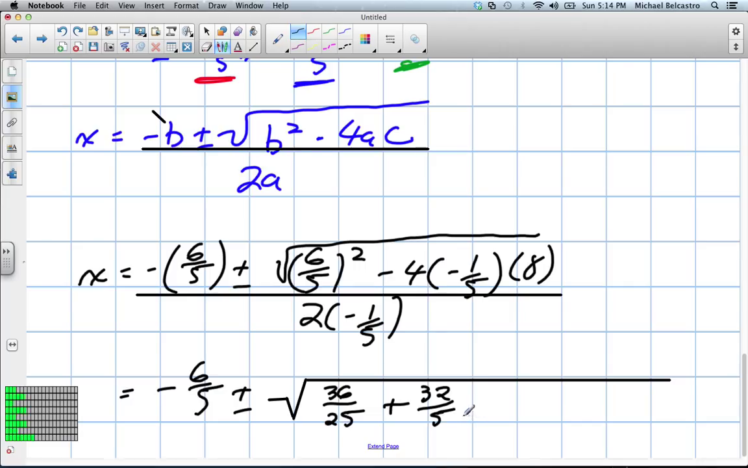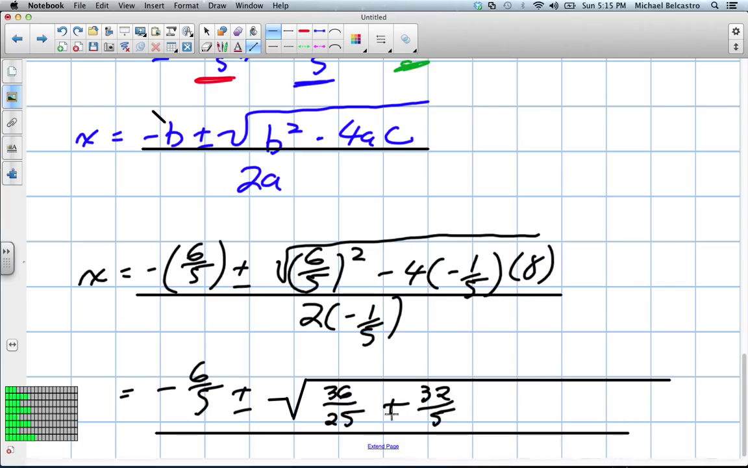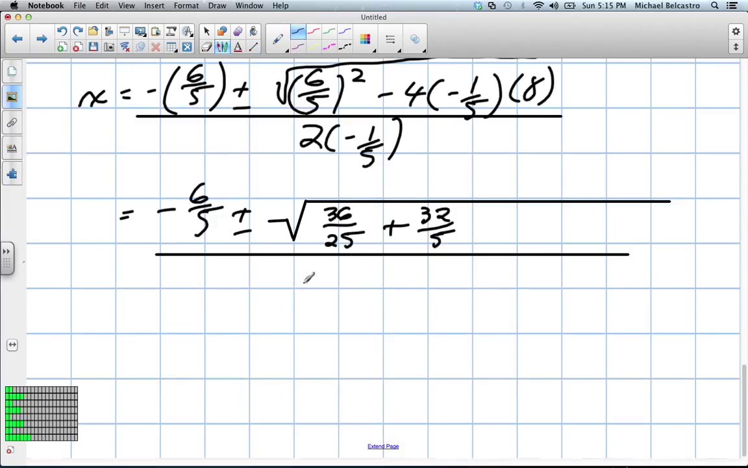Are you okay with that? Yeah. Okay. And then on the bottom we get negative 2 over 5, that's 2 times negative 1 over 5. We have to multiply this fraction by 5 to get a common denominator, so I'm going to equate it without doing the whole step. This fraction is actually the same as 160 over 25. Because we have to add fractions, we need a common denominator. And when I add those fractions together, we end up with the root of 196 over 25.